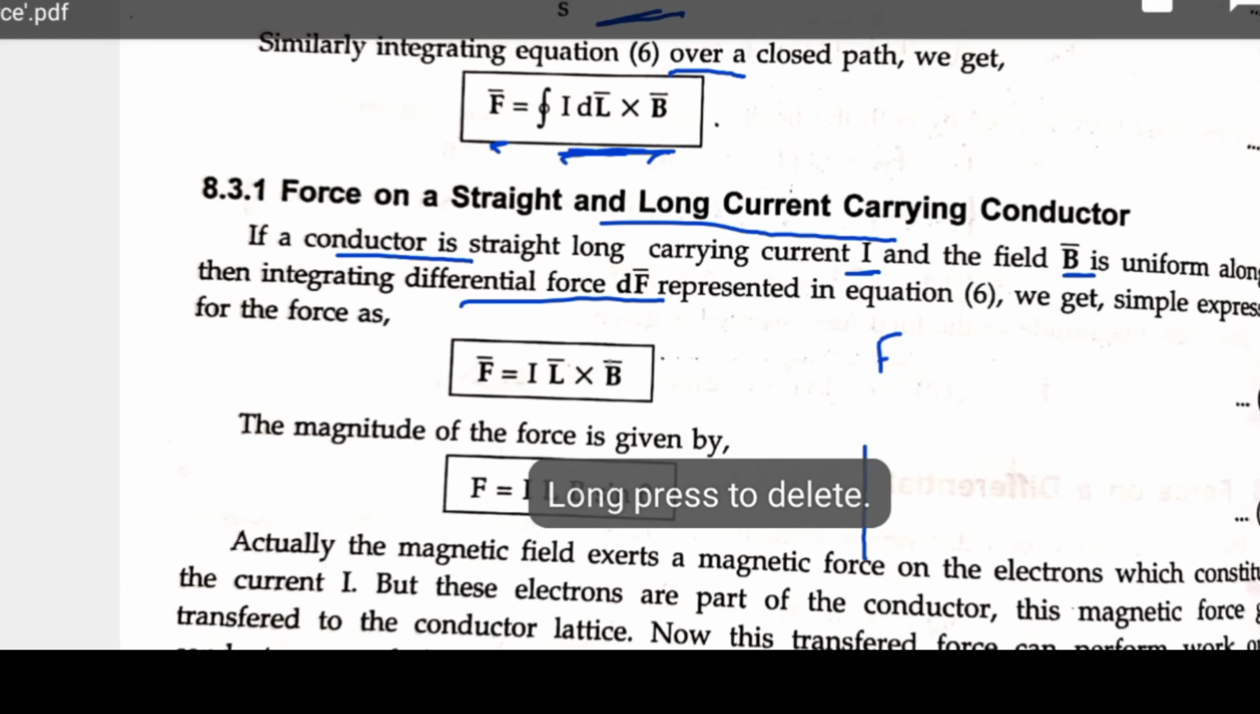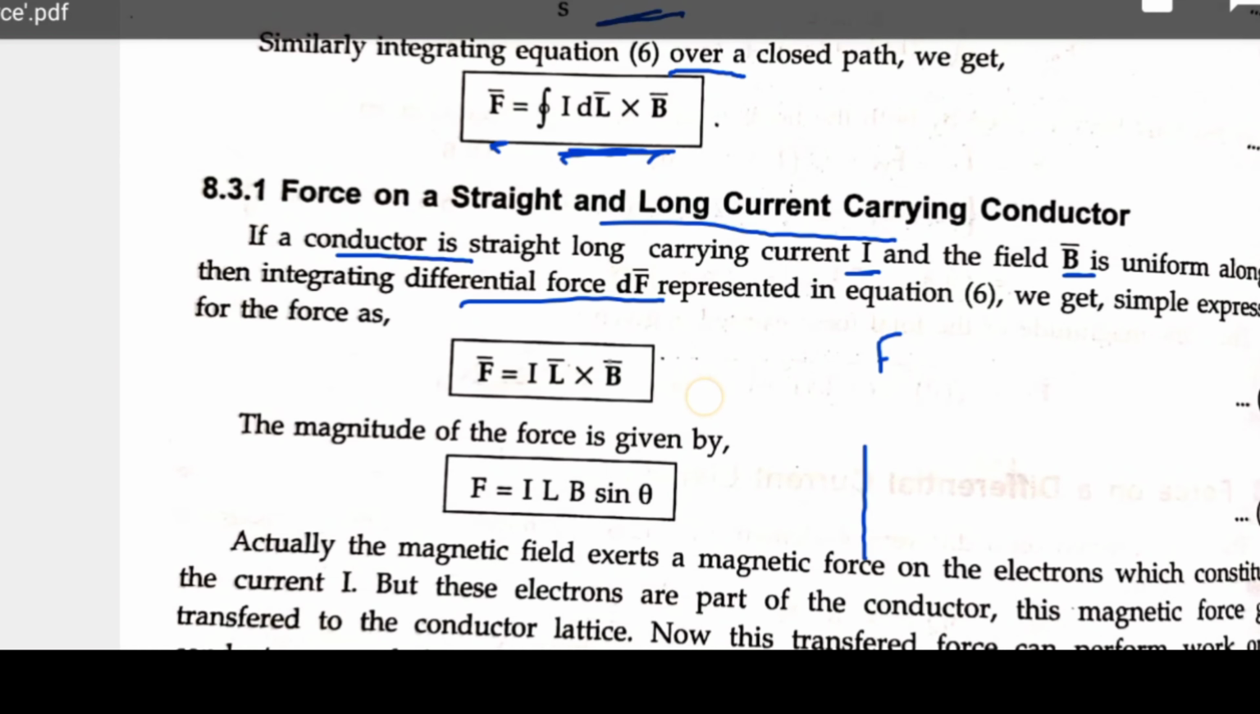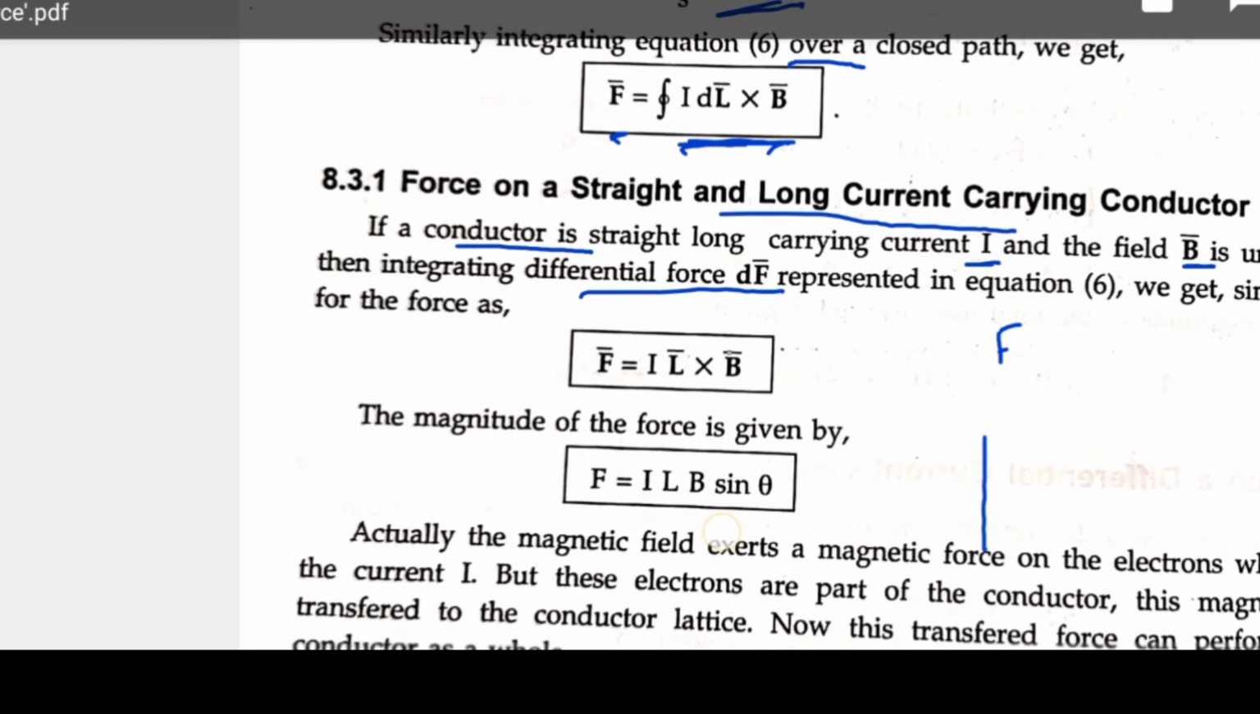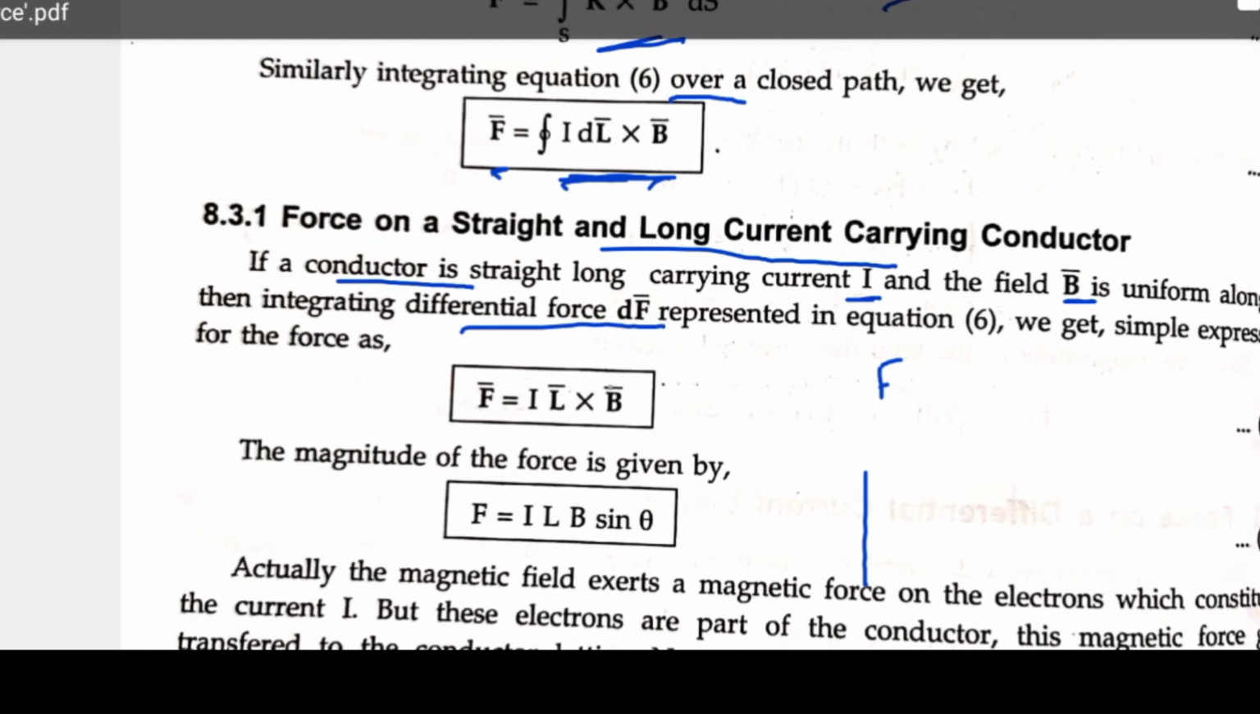If the conductor is a long current carrying conductor, then one of the equations we have to remember is F equal to BIL sin theta. F equal to BIL sin theta.